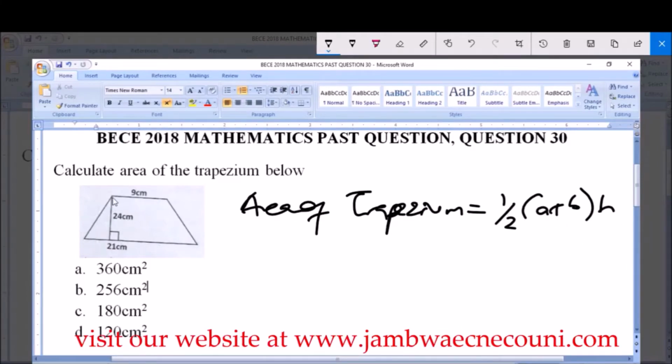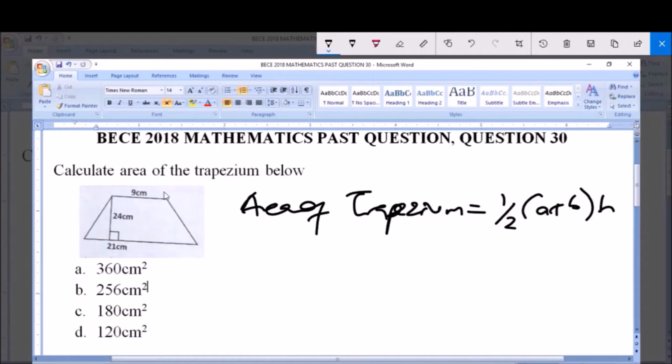Now this line here is your A, and A is equal to 9 cm. Now this line from here to here represents B, and B is equal to 21 cm. Then the H here is your height, that is 24 cm. So this is H, which is equal to 24 cm.